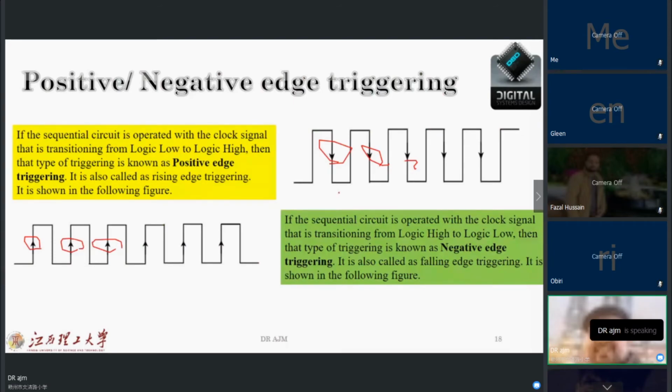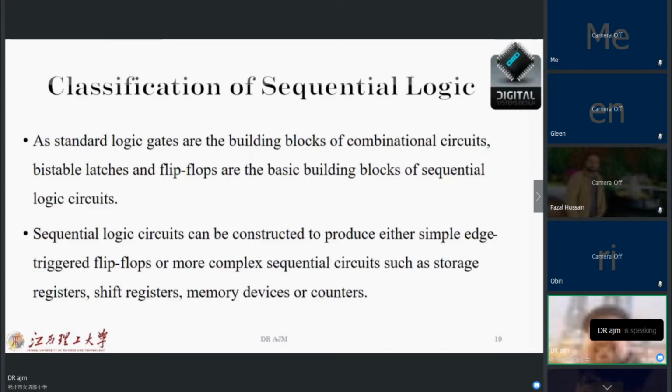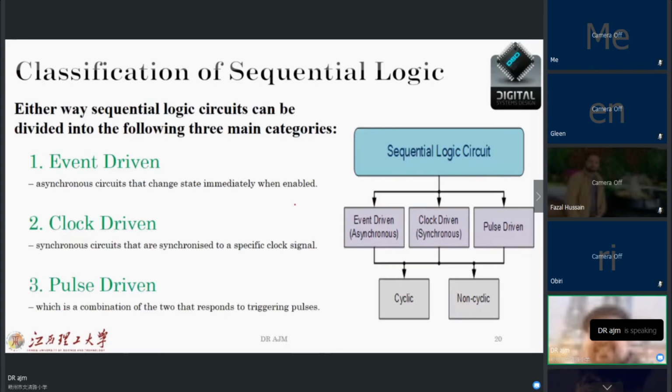The classification of sequential logic shows us that standard logic gates are the building blocks of combinational circuits, while latches and flip-flops are the basic building blocks of these sequential logic circuits. Sequential logic circuits can be constructed to produce either simple edge-triggered flip-flops or more complex sequential circuits such as storage registers, shift registers, memory devices, or counters. If we want to see the classification of these types of circuits, we can see this graph that I bring for you here. Please have a look.